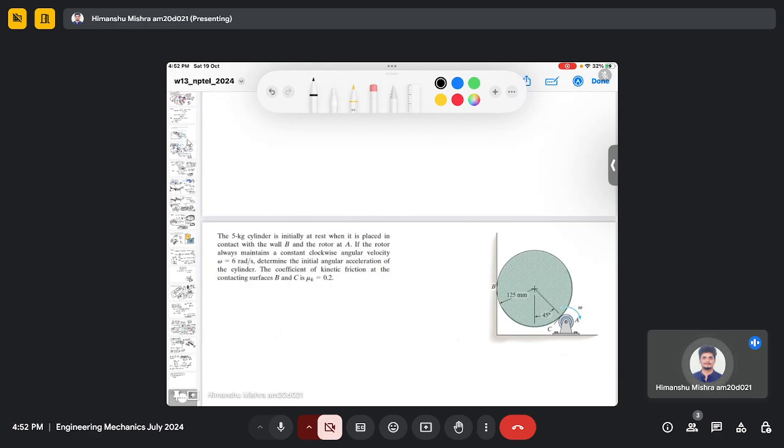So here we have given a 5 kg cylinder which is initially at rest when it is placed in contact with the wall B and a rotor at A. If the rotor always maintains a constant clockwise angular velocity omega, which is 6 rad per second, determine the initial angular acceleration of the cylinder, and the coefficient of kinetic friction at contact surfaces B and C is given, which is 0.2. So in this question we have given the mass of the cylinder and we need to calculate the angular acceleration.